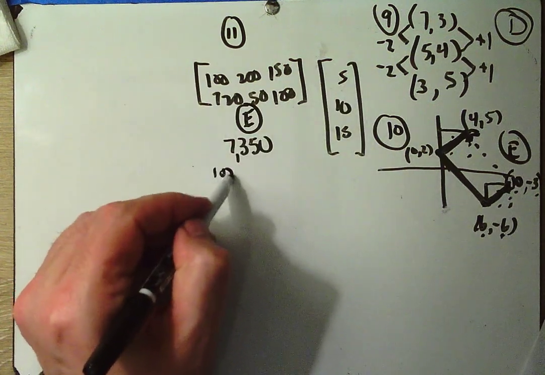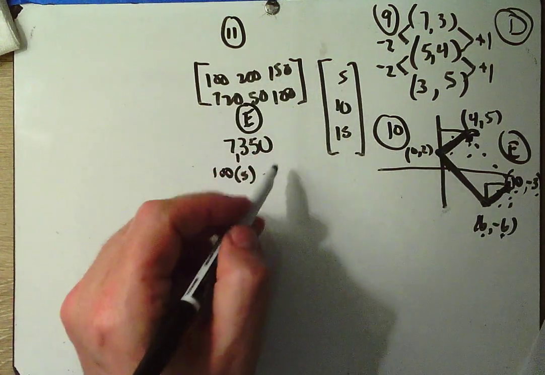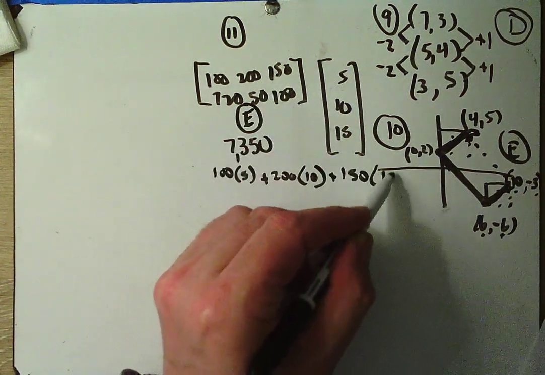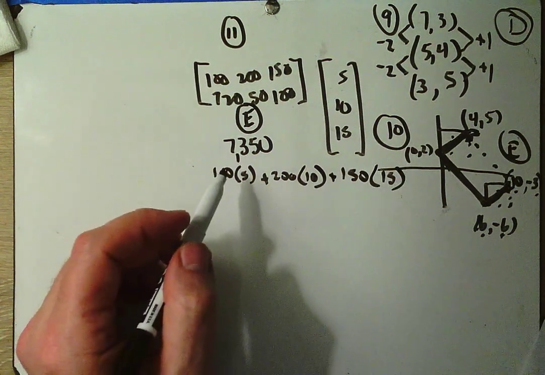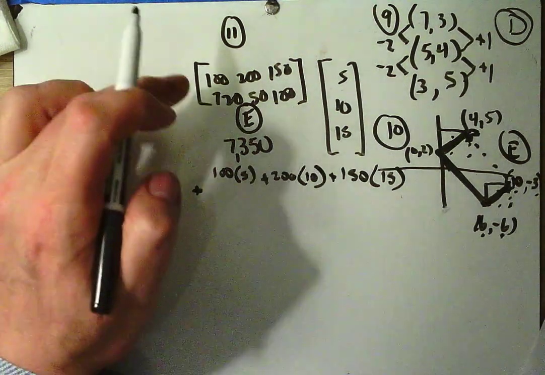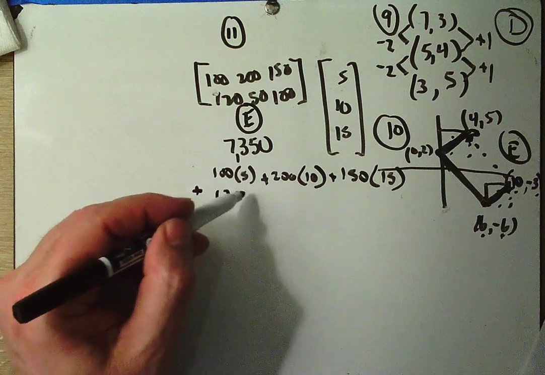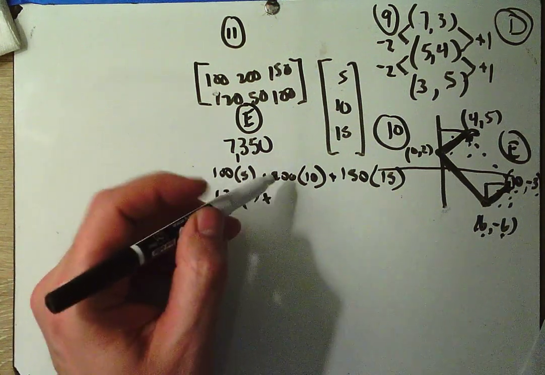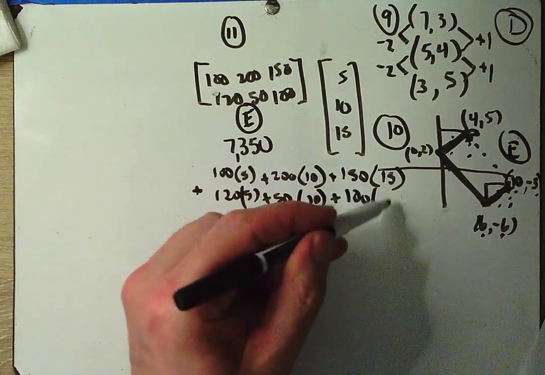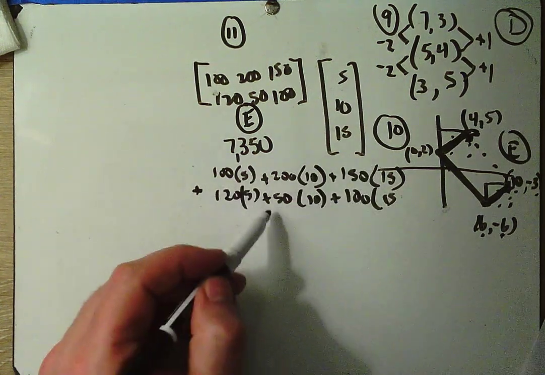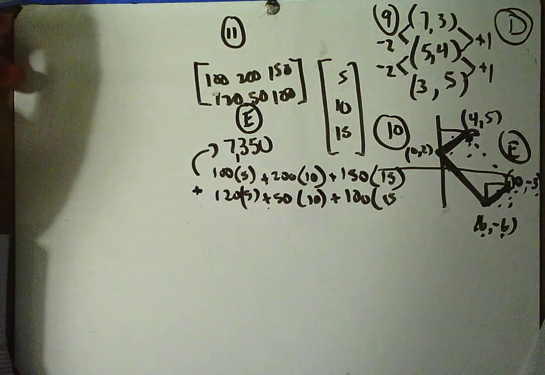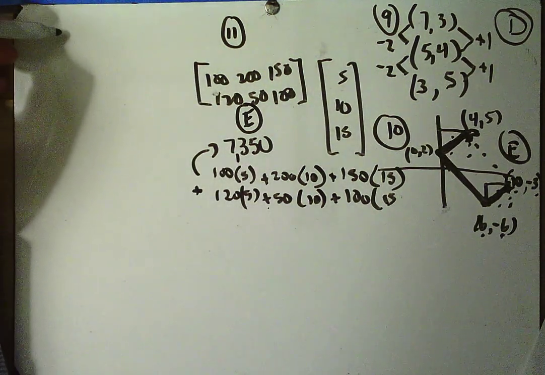100 times 5 plus 200 times 10 plus 150 times 15. That's going to be for store X, but then we also need the inventory at store Y, which is going to be 120 times 5 plus 50 times 10 plus 100 times 15. You multiply those and add up all those little bits, and you should end up in that same place. But I would much prefer to use the matrix multiplication option on my graphing calculator.